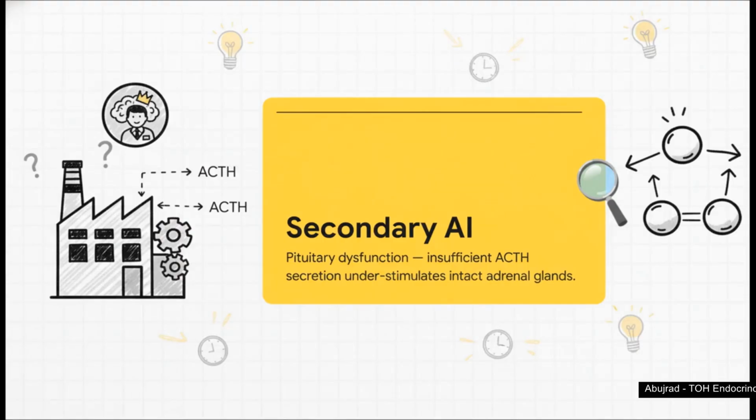Now with secondary AI, the factory, the adrenal glands, is perfectly fine. It's ready to go. The problem here is with the factory manager, the pituitary gland. It's just not sending out the work orders, the ACTH. So you have these perfectly capable adrenal glands just sitting there, totally idle, waiting for a signal that never arrives.